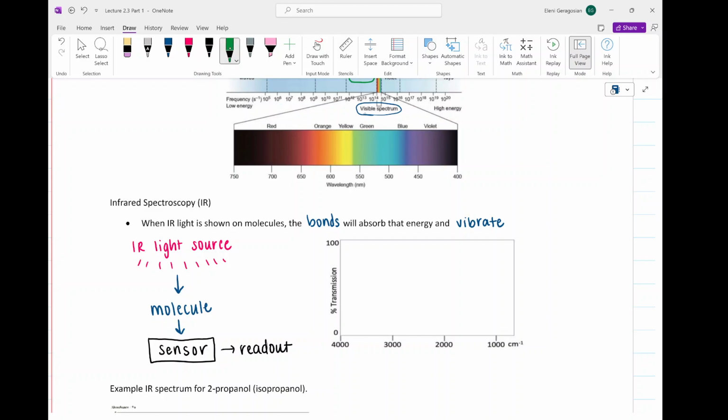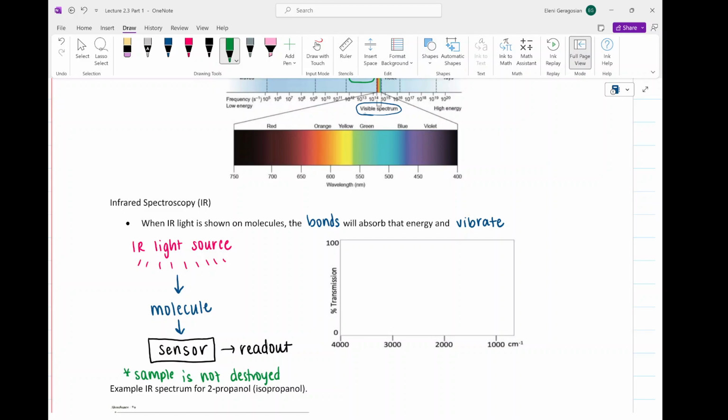What's noted in IR, we'll note this here, is that the sample, that molecule, is not destroyed. We don't have to break apart bonds to understand the bonds that are present. We're just shining some light on the molecule and then detecting what is not absorbed.